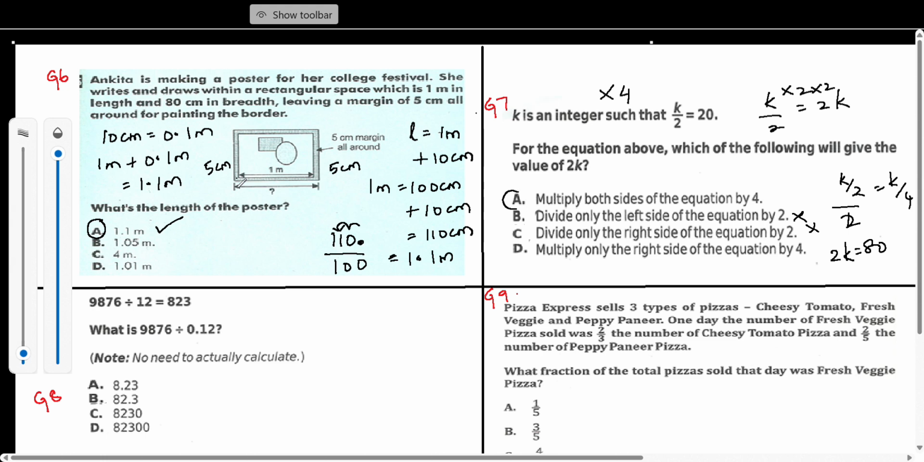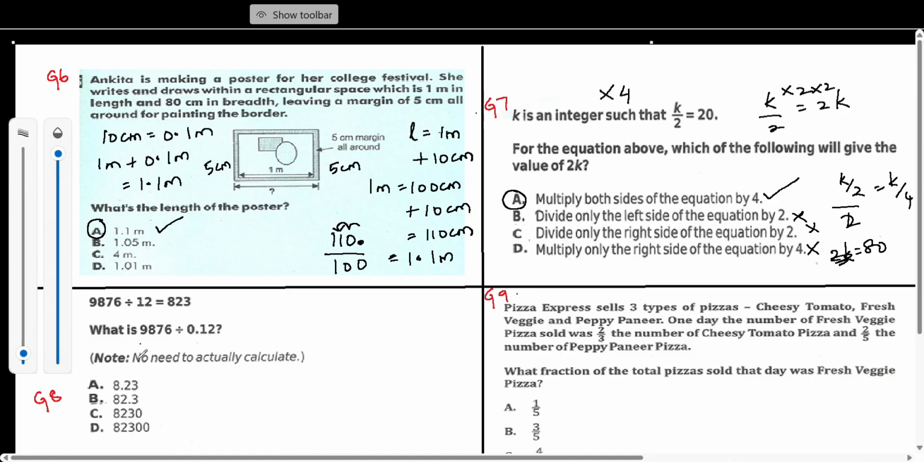So any operation that is done should be done on both sides. So this should be the correct answer. Because for D, only the right we are doing, 2k doesn't come here. You will get k by 2 equal to 80, which is wrong again.